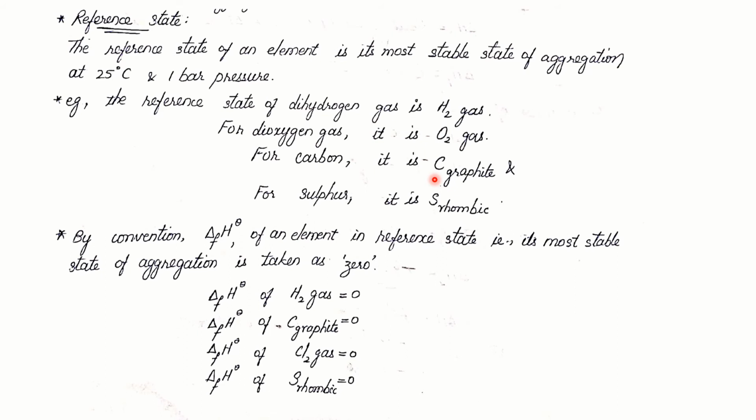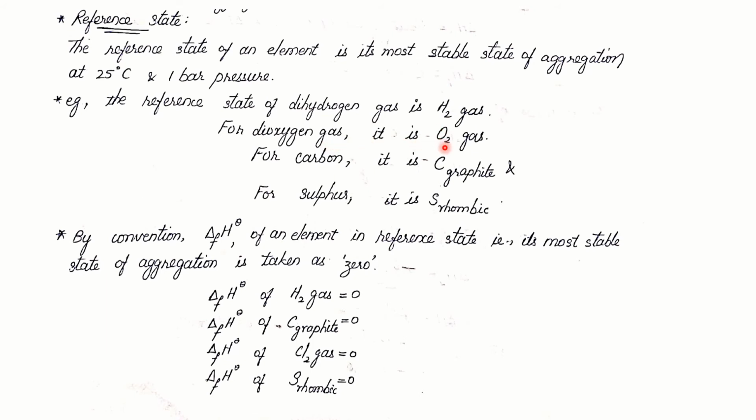So by definition, the reference state of dihydrogen gas is H2. By nature, hydrogen exists in its molecular state. Similarly, for dioxygen gas, the reference state is O2.